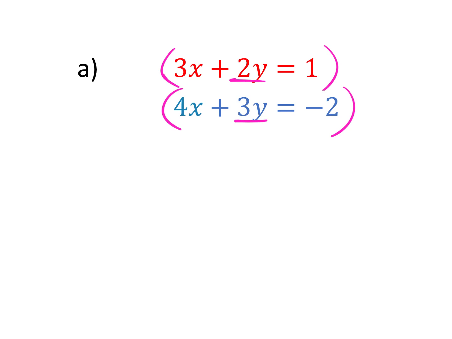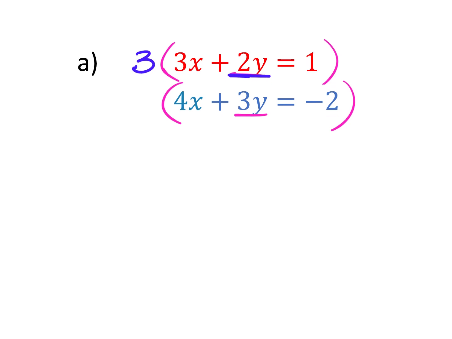So I'm going to turn my y's into what number to make them both the same? 6, right? If I multiply this top one by 3, I'll get a 6y. So do I want to get a 6y down here? I want to get a -6y. So if I want that to be a -6y, what do I have to multiply the whole thing by? -2, right? To turn it into a -6y. So that's what we're going to do. We're going to multiply our top equation by 3. We're going to multiply our bottom equation by -2, and then we'll simplify.